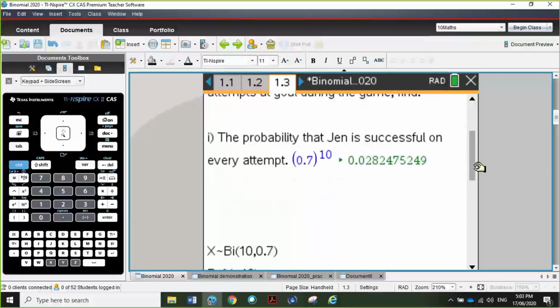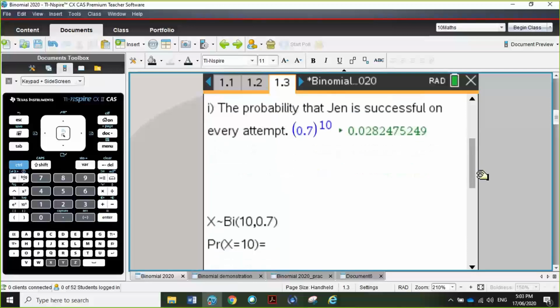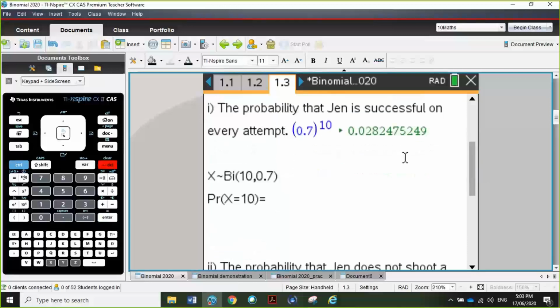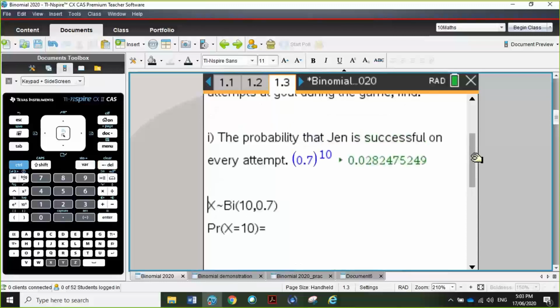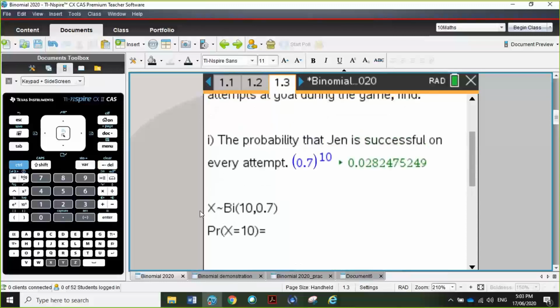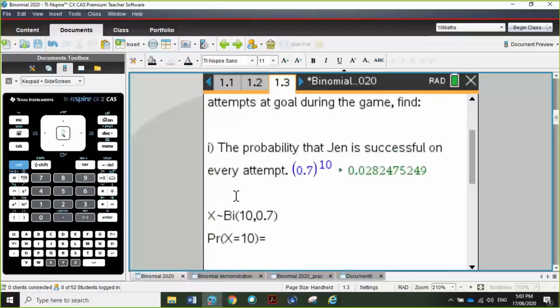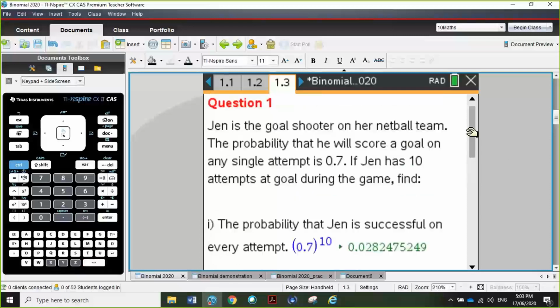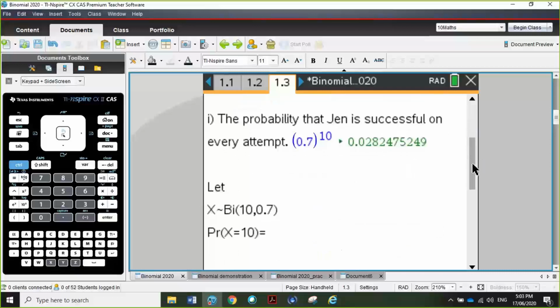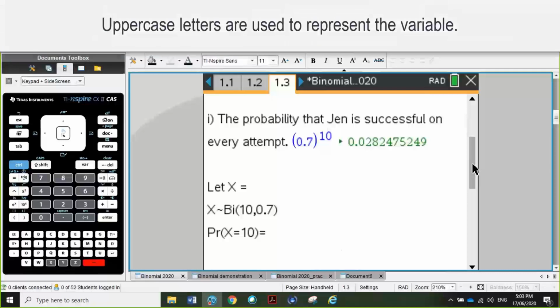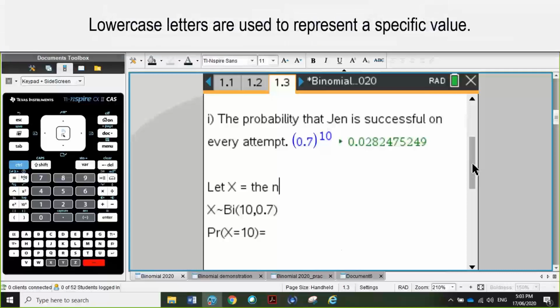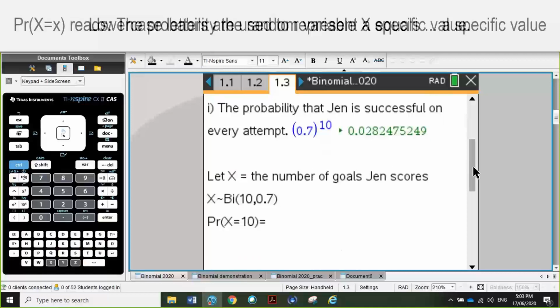So that's a fairly simple example. We didn't really mention binomial when we did that example. I just used tree diagram logic. So let's talk about the notation. If we recognize that the problem is a binomial distribution, we definitely need to define our variable. The variable hasn't been defined in the question, so we can use an uppercase X. Let X equal the number of goals Jen scores. And this is the notation we use.